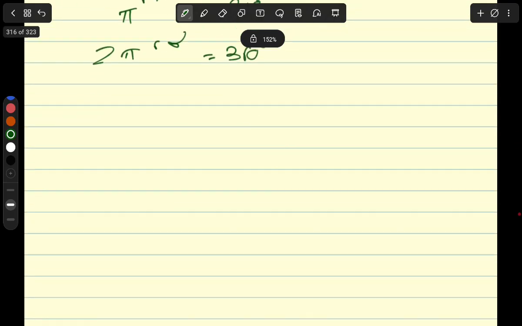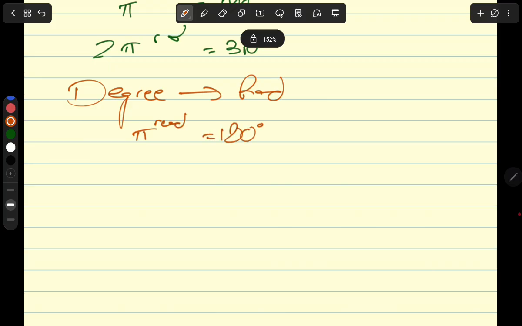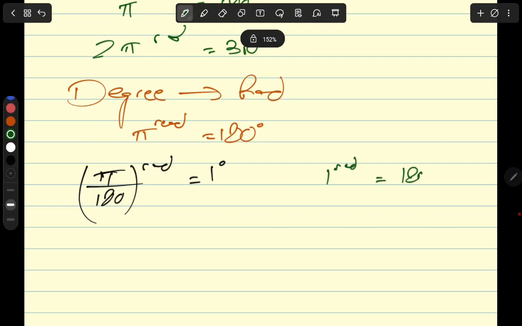Okay, so now in order to convert from degrees to radians, what do we do? We already have that pi radians is equal to 180 degrees. You can make a few variations of this. Divide both sides by 180. So this is going to become pi upon 180 radians is equal to 1 degree. Also divide both sides by pi, so you will get 1 radian is equal to 180 upon pi degrees.